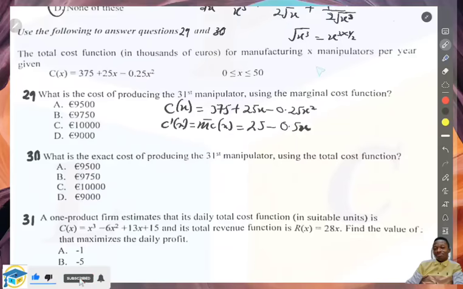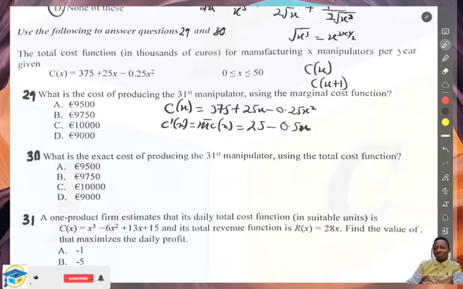We know that the cost of producing x manipulators was given to us as 375 plus 25x minus 0.25x squared, right? So for us to produce one additional manipulator, that can be written as C of (x plus 1). That is the marginal cost of producing one manipulator. So that's what we are asked to find.